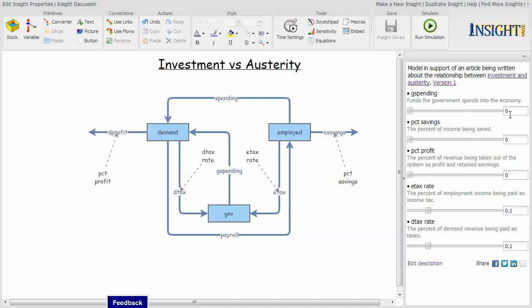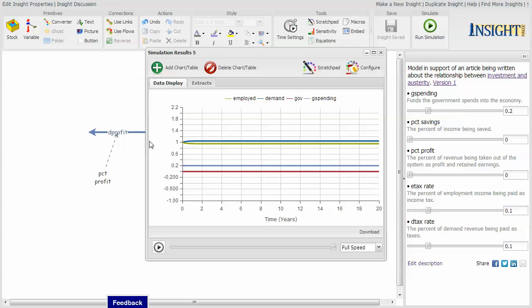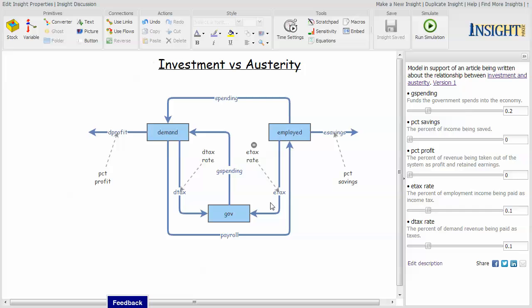If I now set government spending to 0.2 and run it, it's again balanced, so that the employed and demand are at a constant level, and the government level is essentially 0 because the government is spending back into demand all that they're receiving in taxes. So the economy is still balanced.